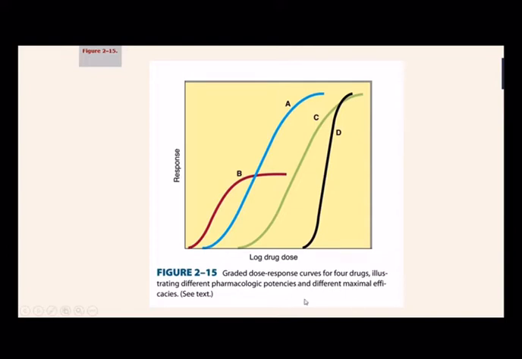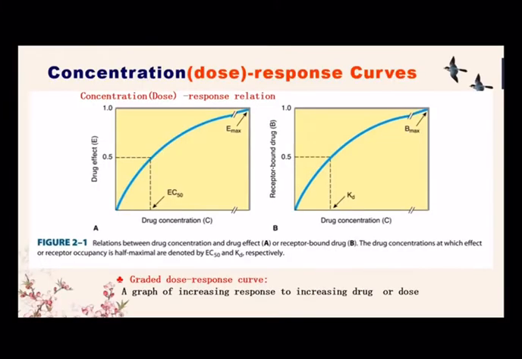Dose-response curve. A graded dose-response curve is a graph of increasing response to increasing drug dose. What does this mean? Look at this graph. The abscissa is drug concentration. The ordinate is drug effect. As drug concentration increases, the drug effect increases proportionally.